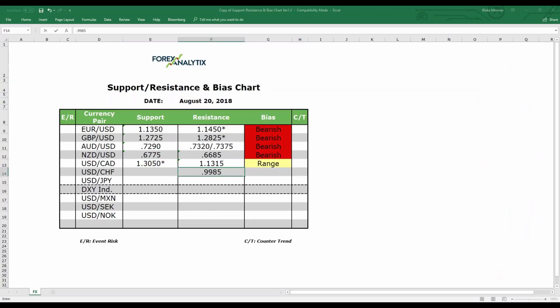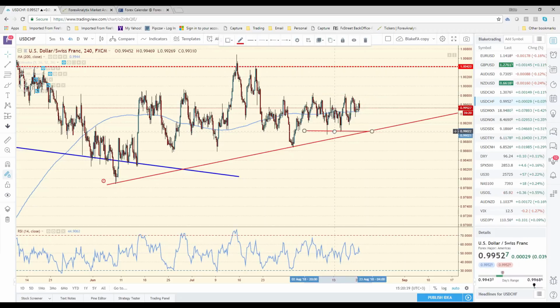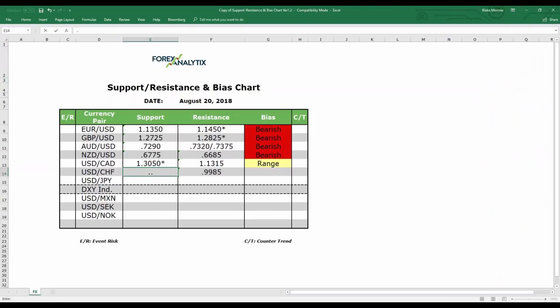The support's at 99 cents. It's right here. There's absolutely zero to do at this point. Okay, you can see support right there. That's range. Okay.